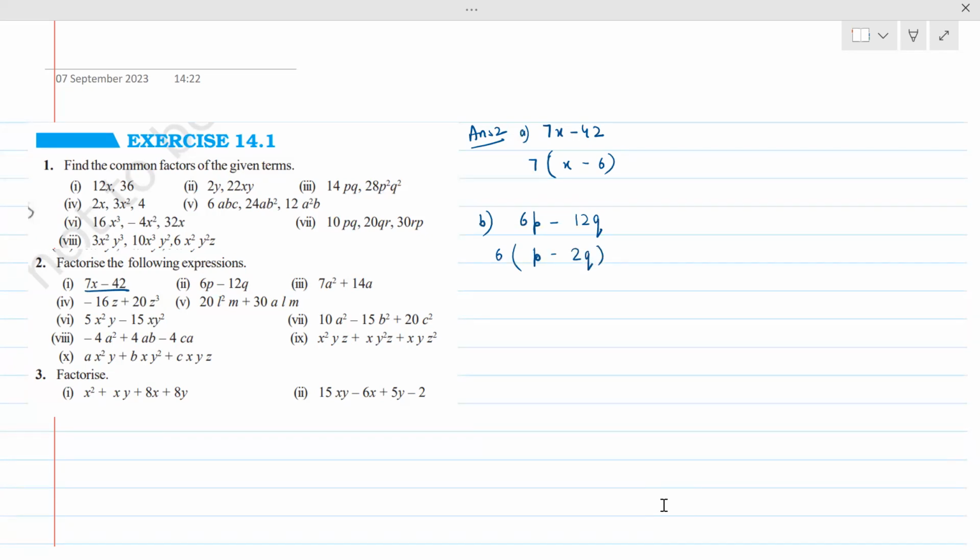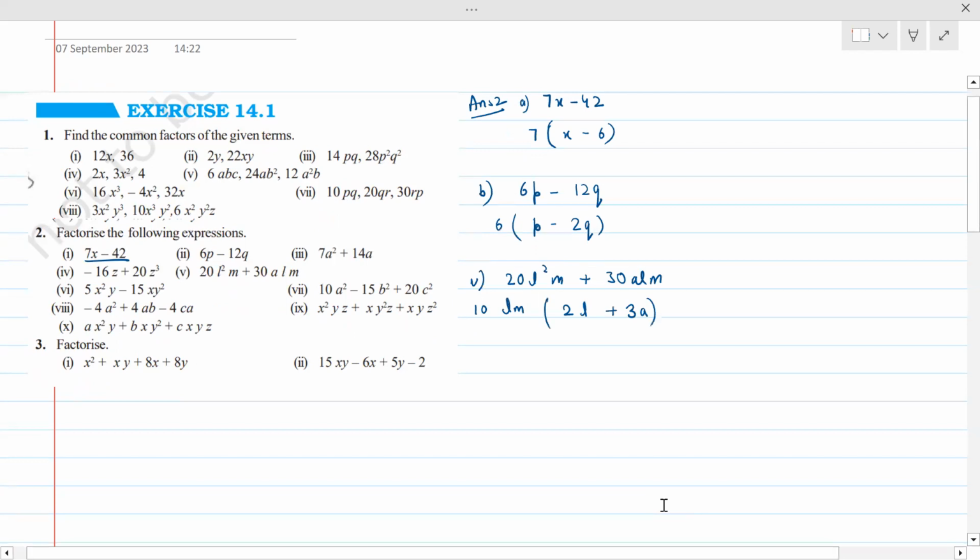If I do any other bigger part, let's say the fifth, 20l square m plus 30alm. In this, we can have 10 outside, which will give 2 and 3 for this. And in the variables, we can have l and m outside, so it will be 2l remaining plus 3a remaining, because l and m are being divided out. This is the fifth part.